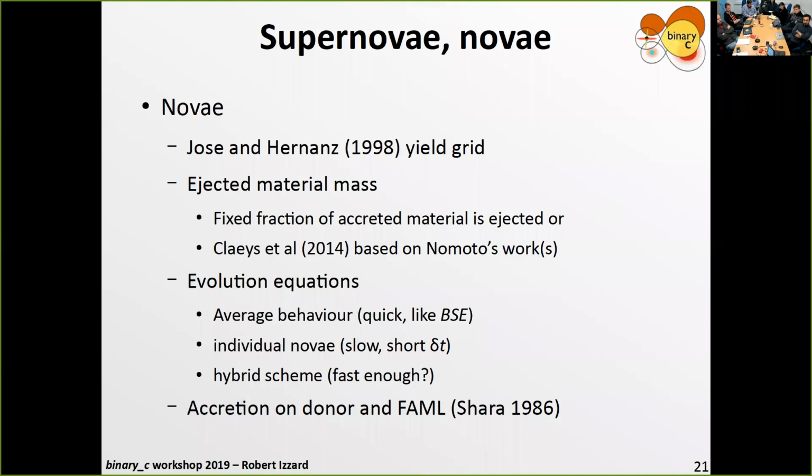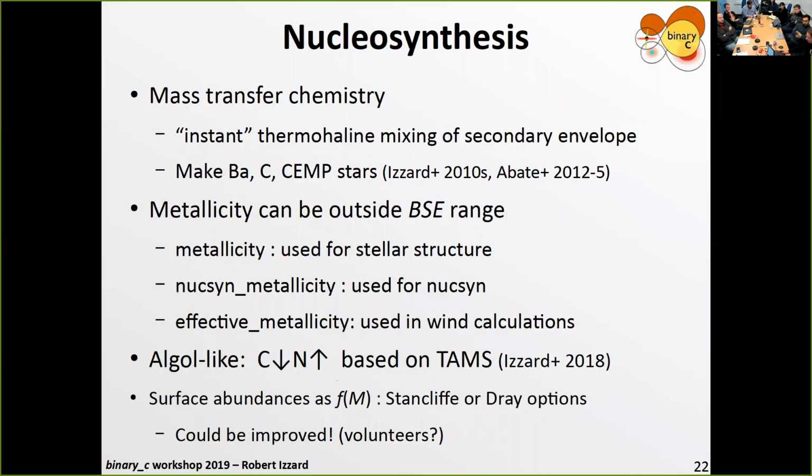There are also other things from Mike Shower's papers in the 80s. You can do accretion onto the donor star, so when you have the explosion, it hits the donor and you accrete. That's also in there. And there's also his angular momentum loss system, which you can read his papers if you care about that too much. It's implemented, it's not switched on by default, but you can turn it on if you want.